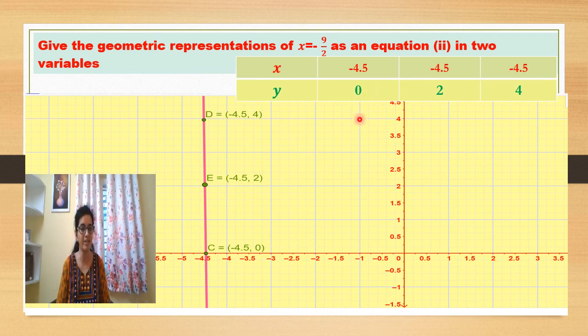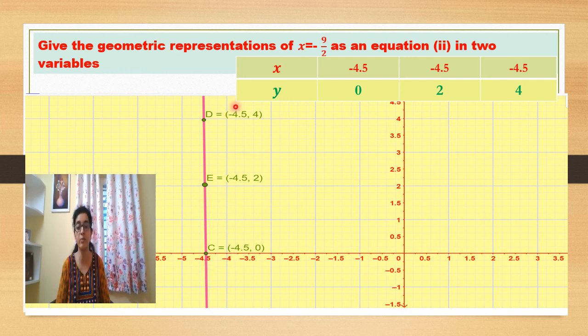Now, why are they constant? Here you can see that the point C represents the x coordinate, which is minus 4.5, whereas the y coordinate is 0, and the line is passing through the x-axis, right? Now this pink line is parallel to the y-axis. Why? Because you can see that x is equal to minus 4.5 has the constant x coordinate.